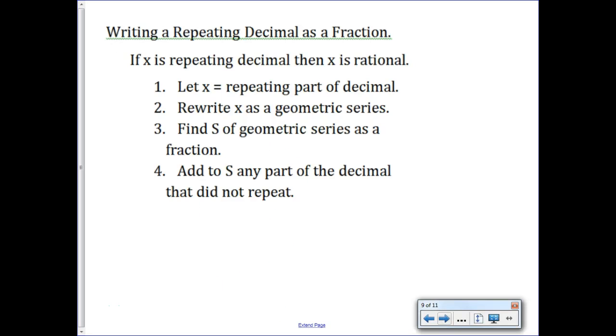Okay, writing a repeating decimal as a fraction. So if x is a repeating decimal, then x is rational. We know that when we have repeating decimals, those are rational numbers. So let x equal the repeating part of the decimal. We're going to rewrite x as a geometric series. We want to find the sum of the geometric series as a fraction. And it's an infinite sum because since it's repeating, it never ends. We're going to add to the sum any part of the decimal that did not repeat.